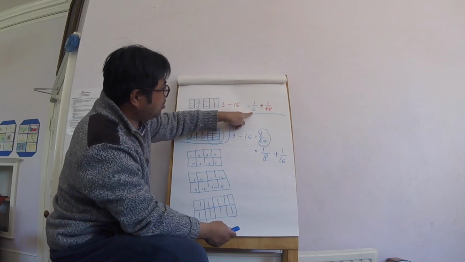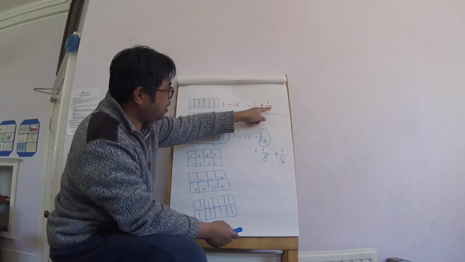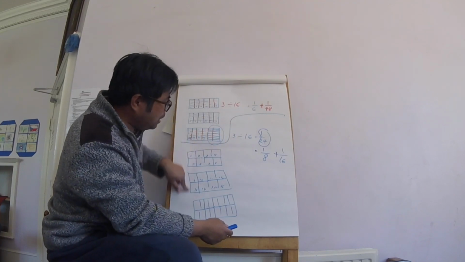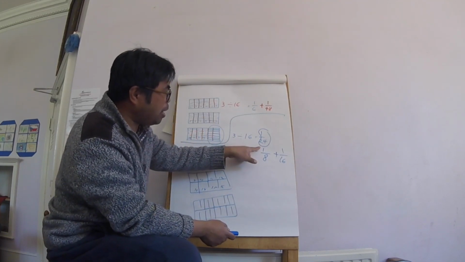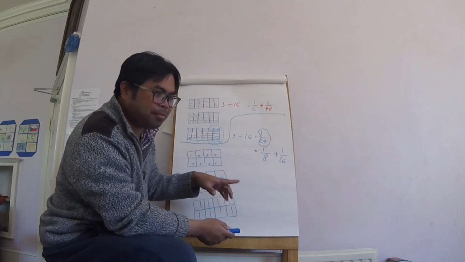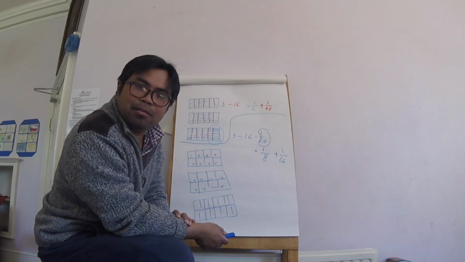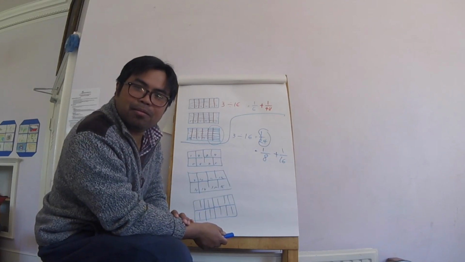Here, the answer is 1/6 plus 1/48. Yeah? In Rowan's attempt, the answer is 1/8 plus 1/16. Okay. Well, which is correct? Both of them.